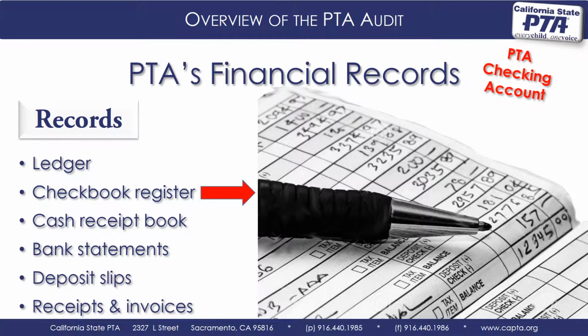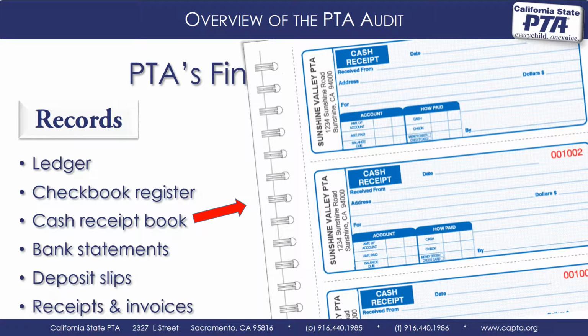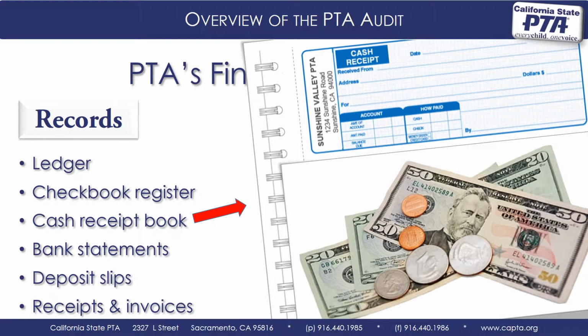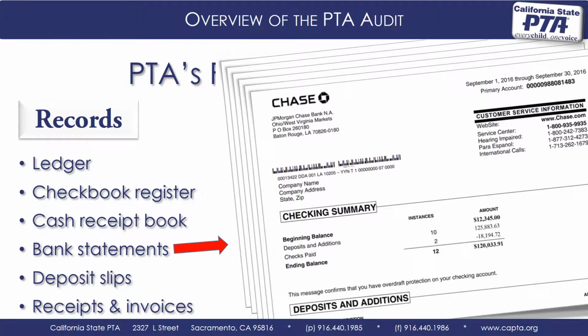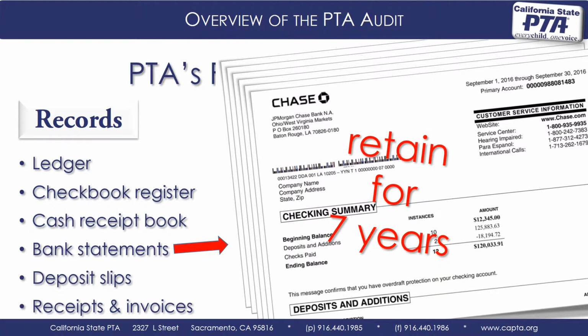The checkbook register is used to track the balance of the checking account. All bank deposits, checks written, and any other account debits and credits are recorded and balanced in the checkbook register. The cash receipt book is used to track coins and dollar bills received. The treasurer or financial secretary must write a cash receipt for any coins or dollar bills received. Cash receipts are retained for 7 years. Monthly bank statements with copies of canceled checks must be retained for 7 years.